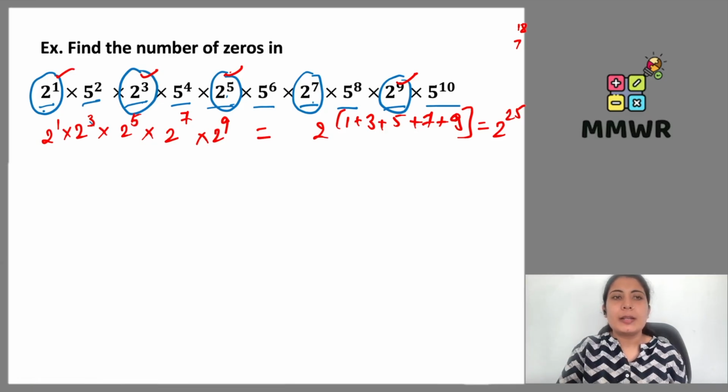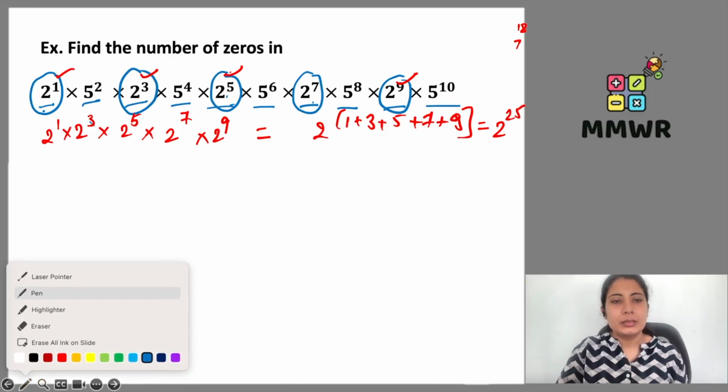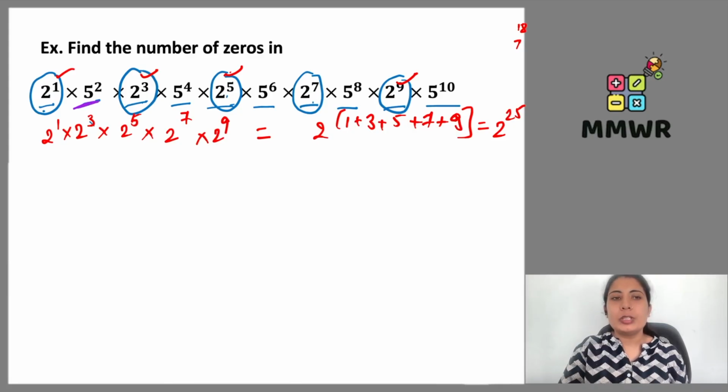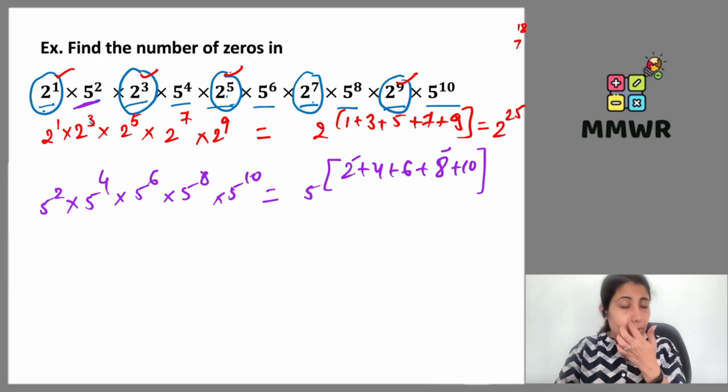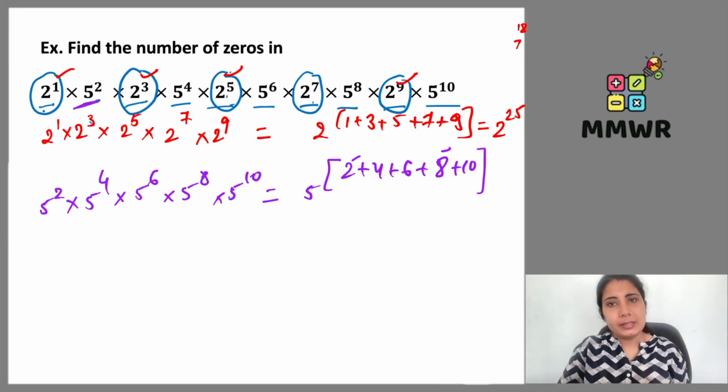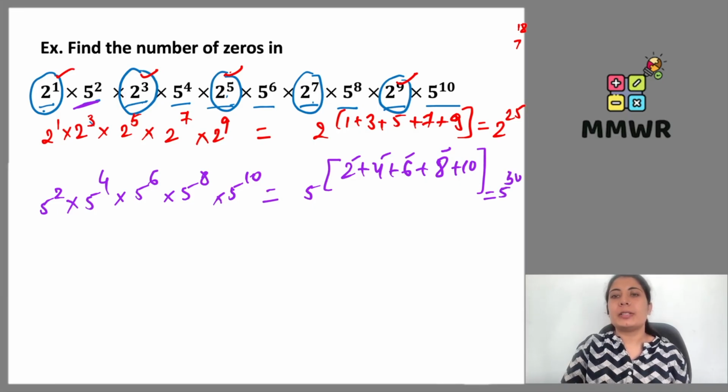Now coming to this part where we will be simplifying this 5 to the power 2, 5 to the power 4, then 6 power, then 8 power and then 10 power. So let's quickly add all the powers. 2 plus 4 plus 6 plus 8 plus 10. 8 plus 2 is 10. 6 plus 4 is also 10. 10 plus 10 plus 10 is 30. So 5 to the power 30.